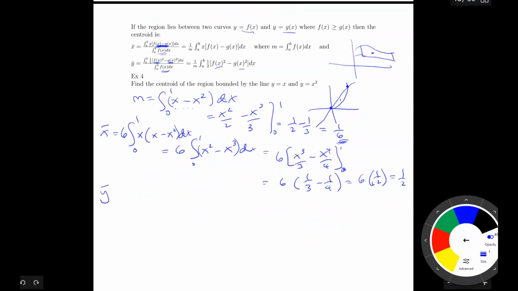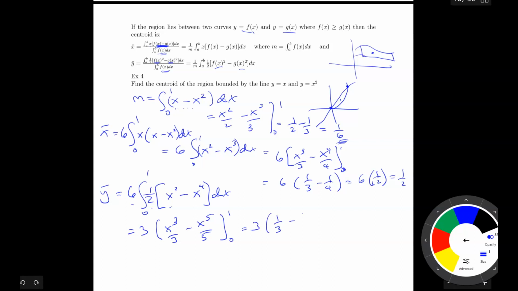So now what's my y bar going to be? y bar is going to be 1 over a, so 1 over 1/6, which is 6. Then it's going to be 1/2 times this top function squared, subtract off the bottom function squared, and then from 0 to 1. Okay, so these two things make a 3. Then I'm going to be integrating x squared, so I get x cubed over 3, x to the 5th over 5 between 0 and 1. So I get 1/3 minus 1/5, or 2/5.